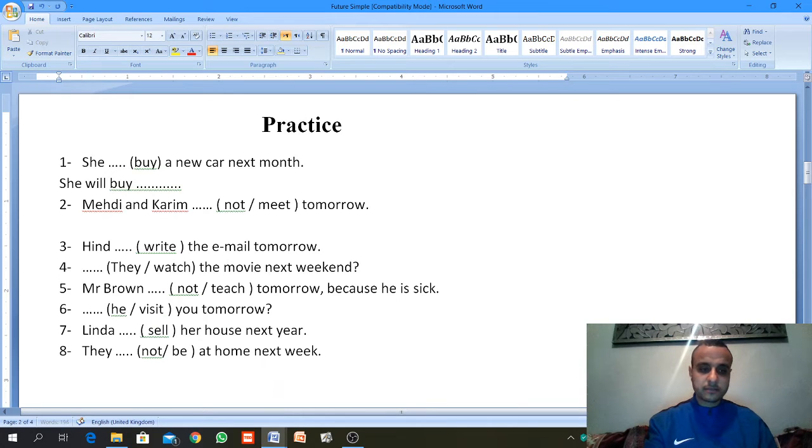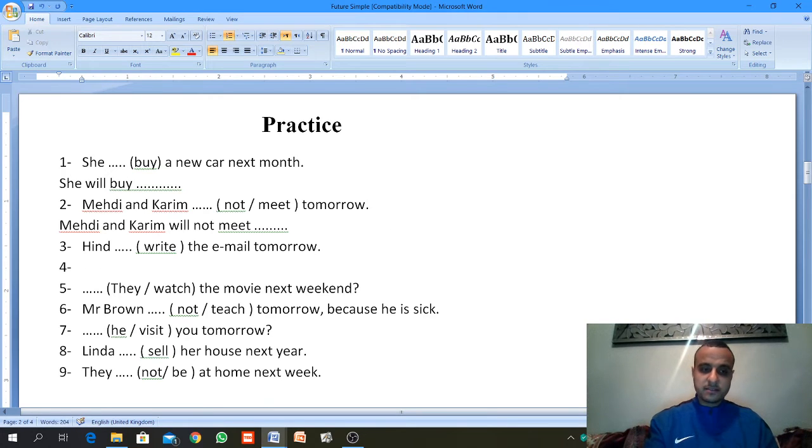The next sentence: Mehdi and Karim not meet tomorrow. So this is a negative sentence because we have not. So what is the rule for the negative? Future simple negative: subject plus will plus not plus infinitive without to. So what is the subject here? Mehdi and Karim plus will plus not. The infinitive without to is meet tomorrow. Okay, we continue the sentence.